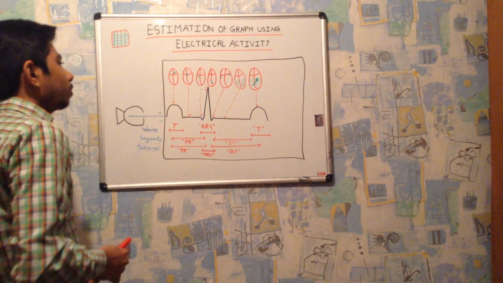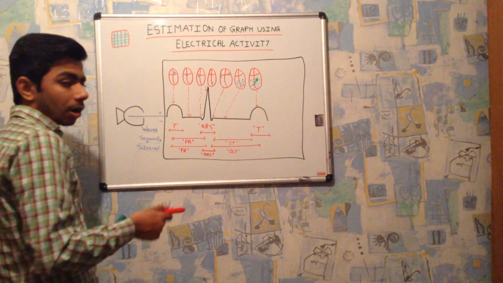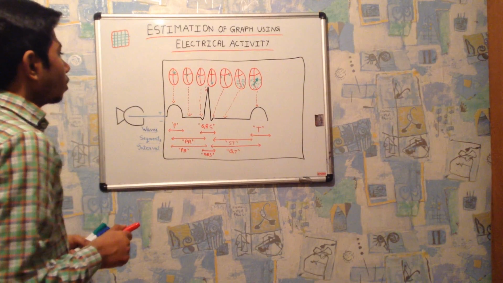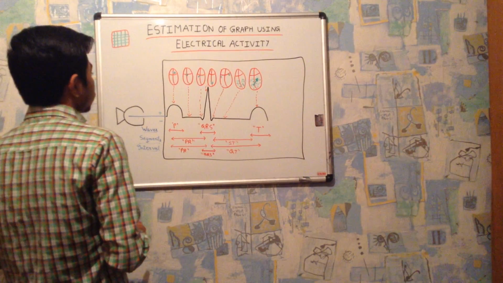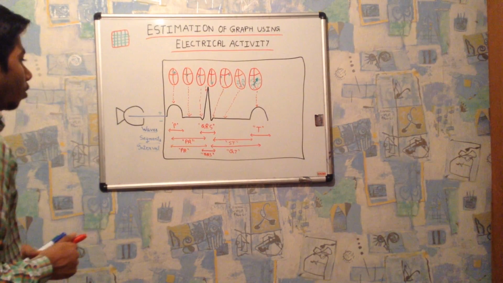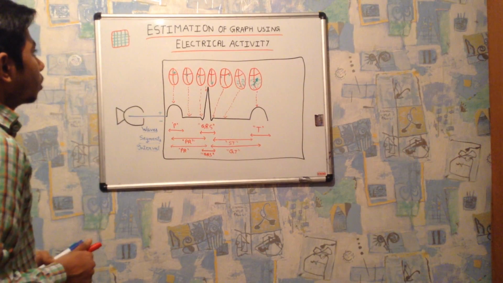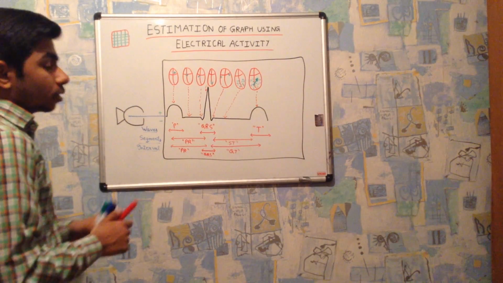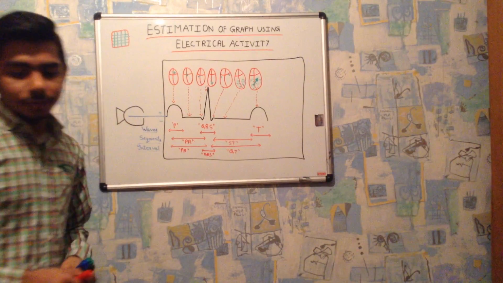So these were the electrical events, how electrical events are represented on the graph, and what we call the ECG. So this is our ECG. I hope you have a clear concept now about the electrical activities, how electrical activities are represented on the graph. I hope you enjoyed my video. Take care.